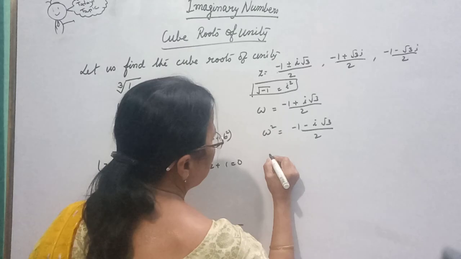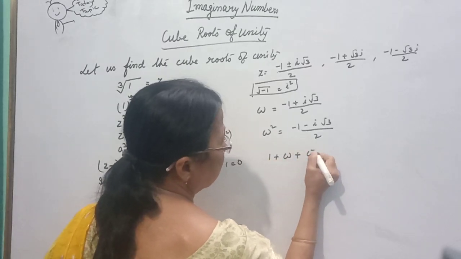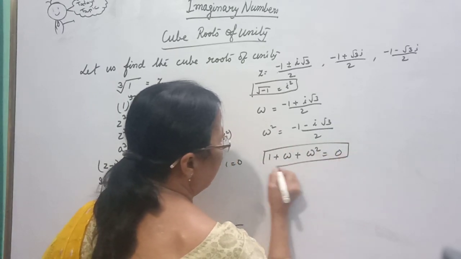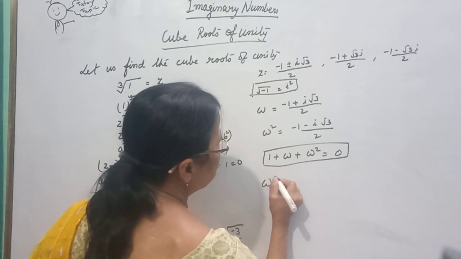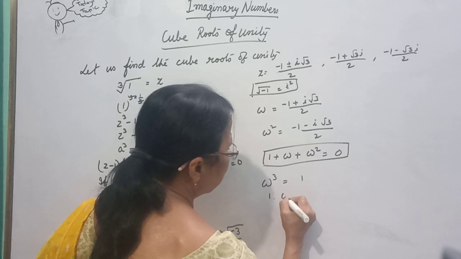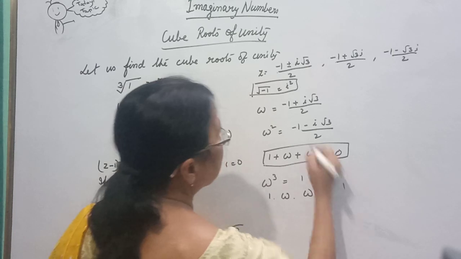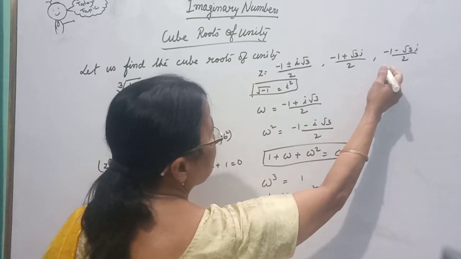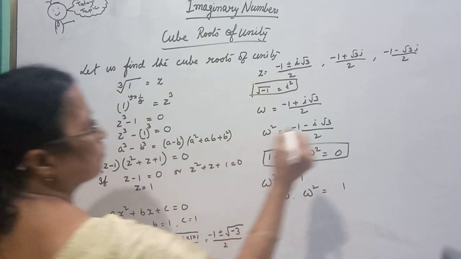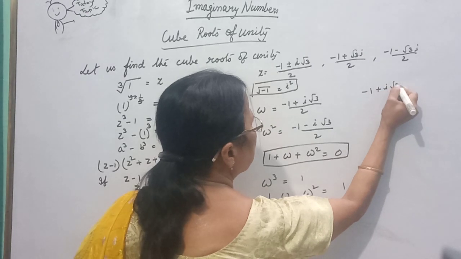So there is another formula: 1 plus omega plus omega square is equal to 0, and omega cube is equal to 1. That means omega into omega square is equal to 1. Let us check omega and omega square. Omega is minus 1 plus i root 3 by 2.